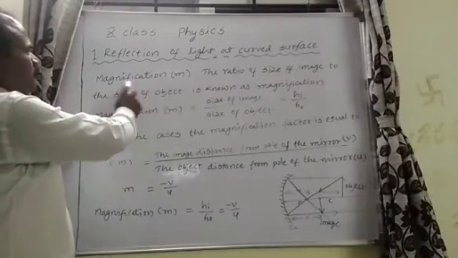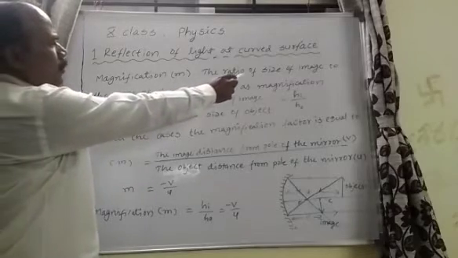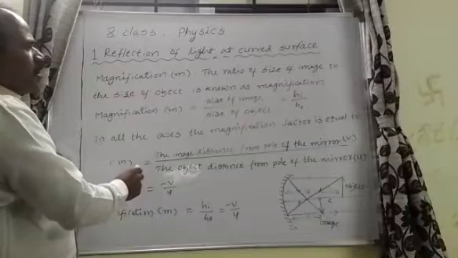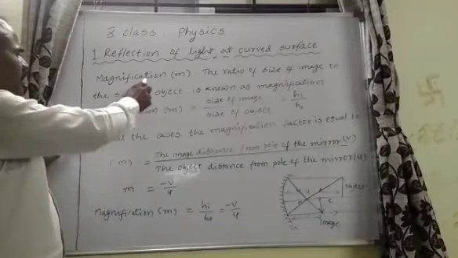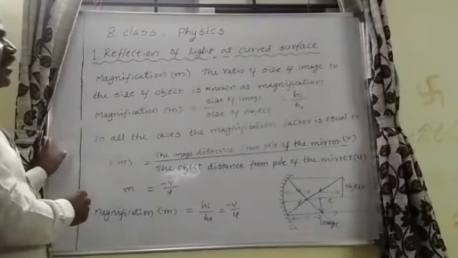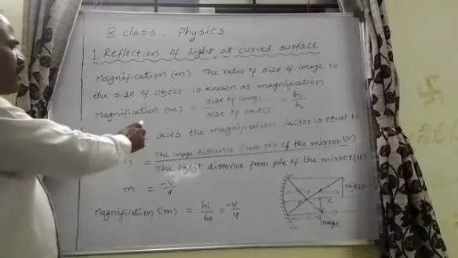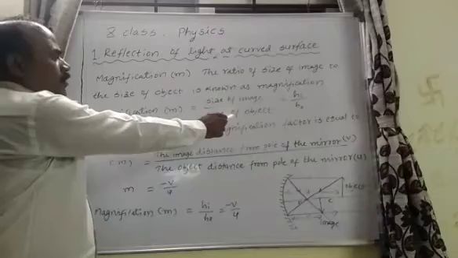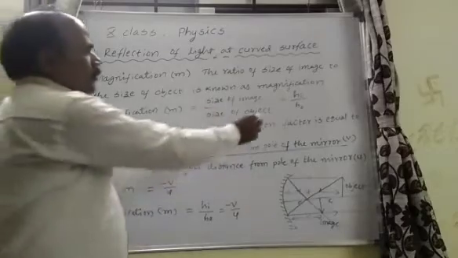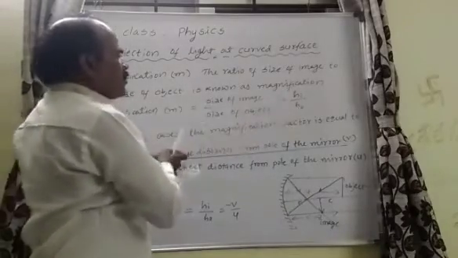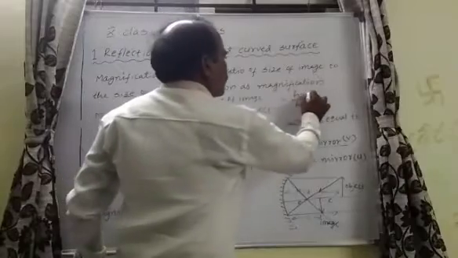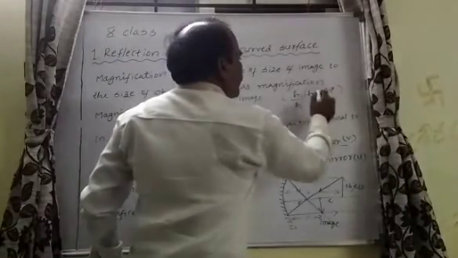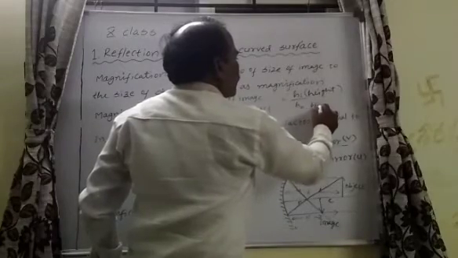Magnification, M. The ratio of the size of the image to the size of the object is known as magnification. Magnification is a ratio, so it has no units. Magnification M is equal to the size of the image by the size of the object, Hi by H0. Hi is the height of the image, and H0 is the height of the object.